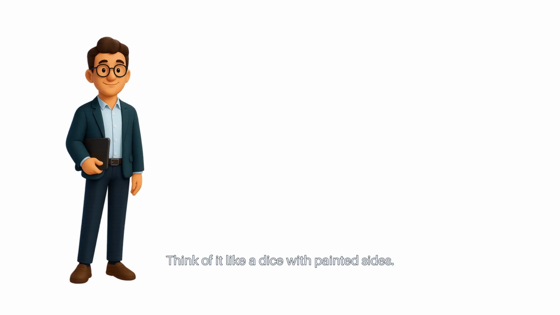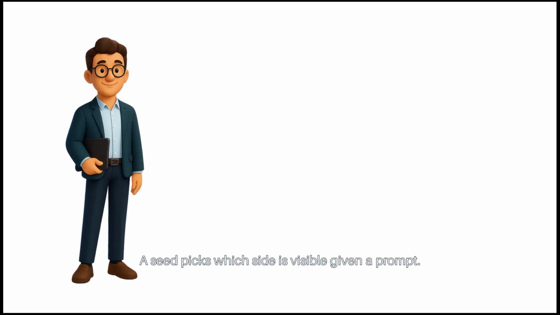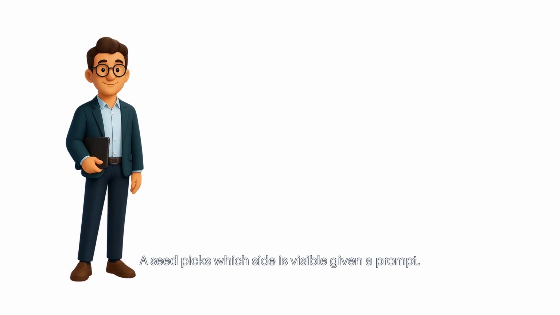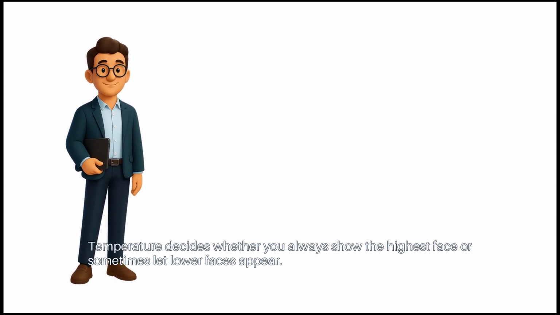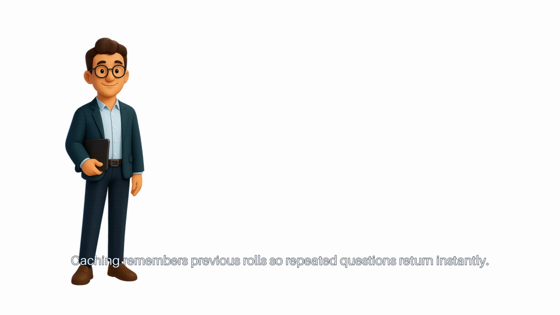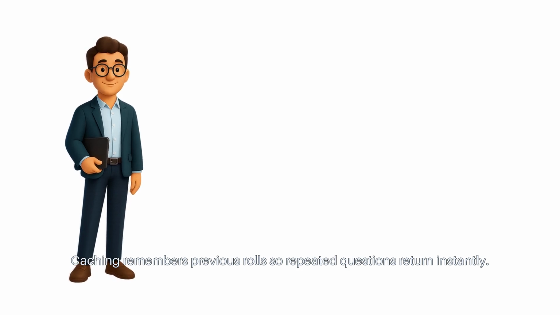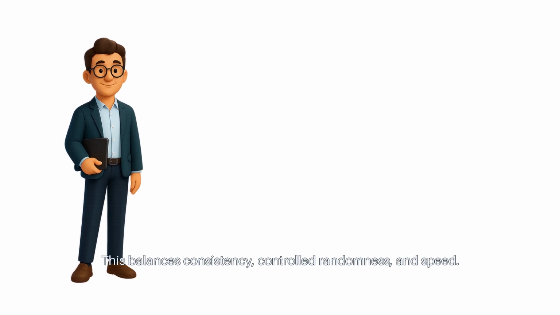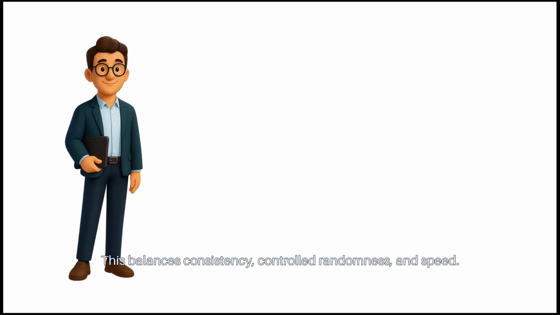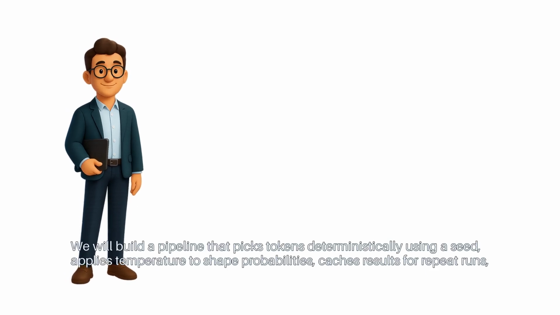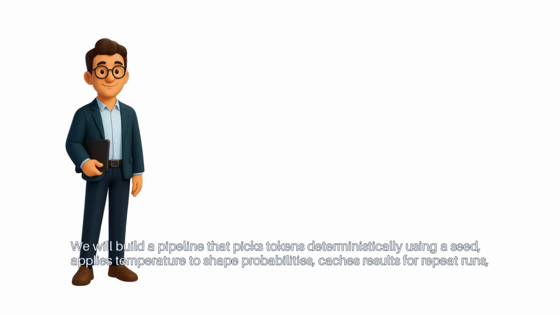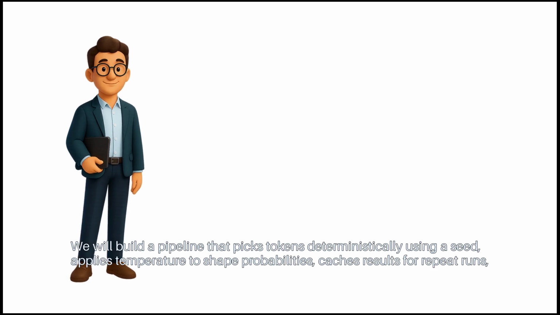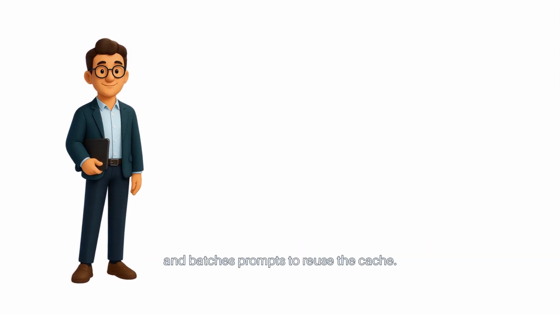Think of it like a dice with painted sides. A seed picks which side is visible given a prompt. Temperature decides whether you always show the highest face or sometimes let lower faces appear. Caching remembers previous rolls, so repeated questions return instantly. This balances consistency, controlled randomness, and speed. We will build a pipeline that picks tokens deterministically using a seed, applies temperature to shape probabilities, caches results for repeat runs, and batches prompts to reuse the cache.